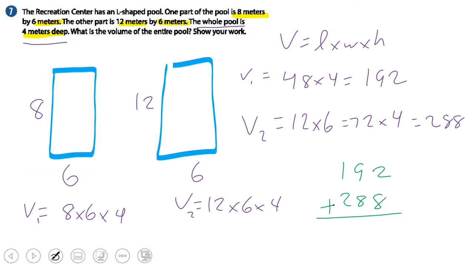2 plus 8 is 10. 0 goes down here. 1 carries over. 9 plus 8 is 17. The 1 carried over, so we add 1 to make it 18. 8 goes below. 1 goes above. 1 plus 2 is 3. Plus 1 is 4. So our final answer is 480 cubic meters. Ta-da! Okay.